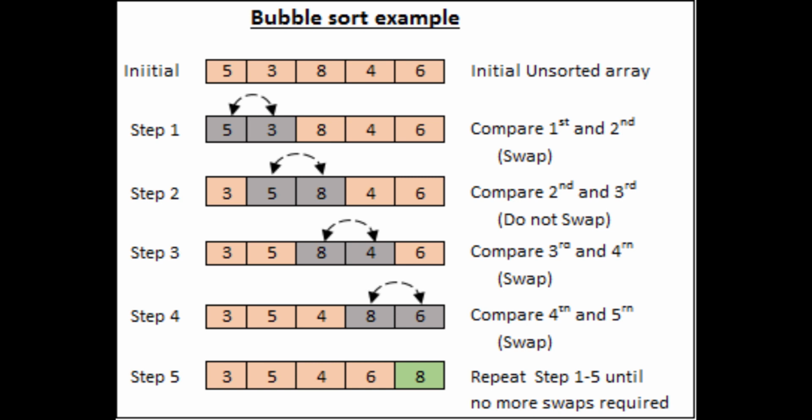Now in the second step, we compare the second and the third element, which are 5 and 8. From the algorithm, 5 is less than 8, so we don't have to swap. We'll jump to the next position. Then we'll check between the third and the fourth element, 8 and 4. 4 is less than 8, so we need to swap. We swap them. Now we check 8 and 6. 6 is less than 8, so we swap them. Now we get 3, 5, 4, 6 and 8 at step 5.